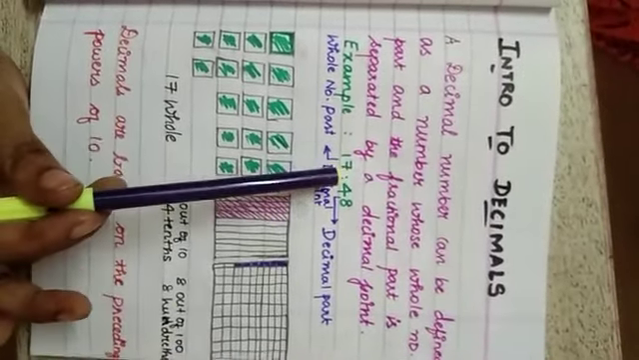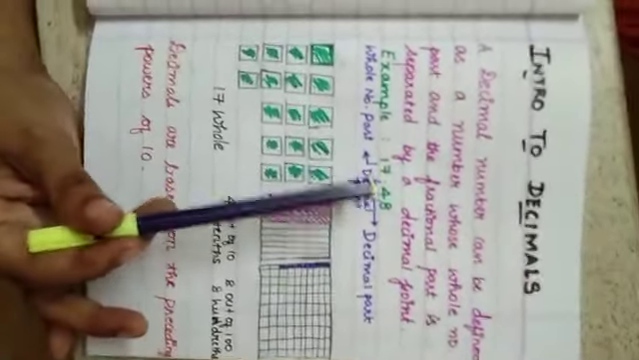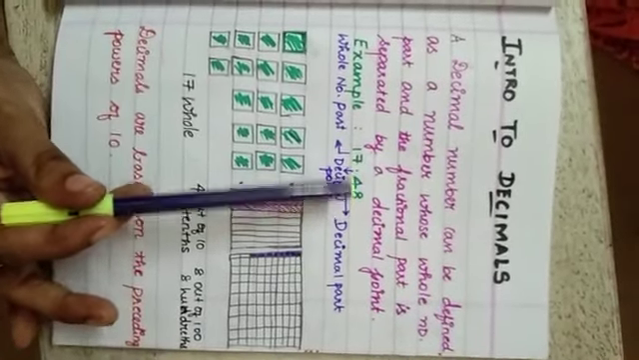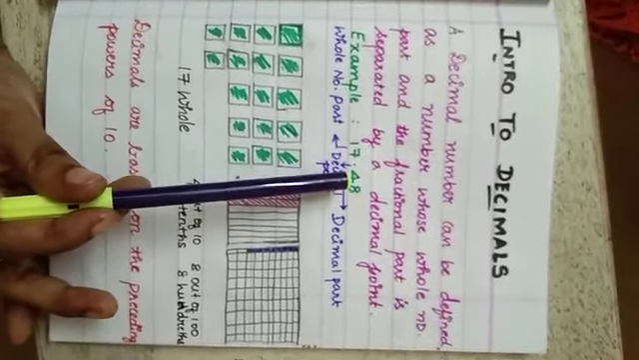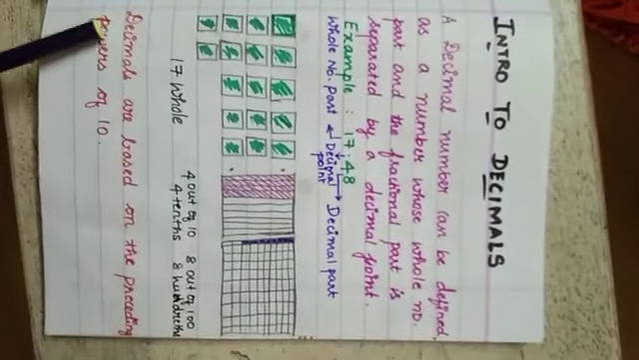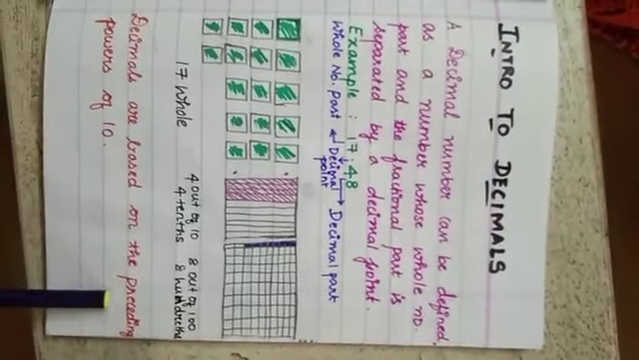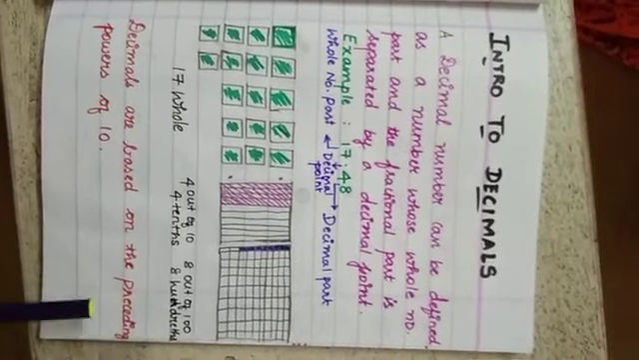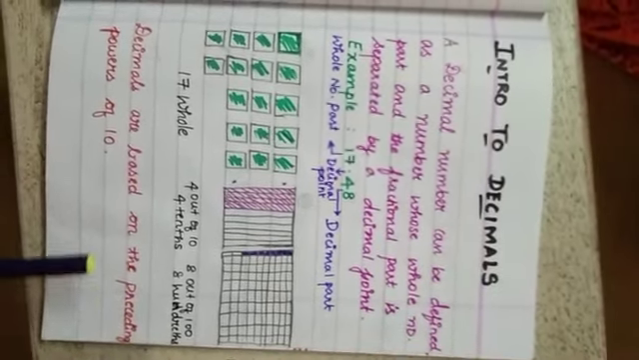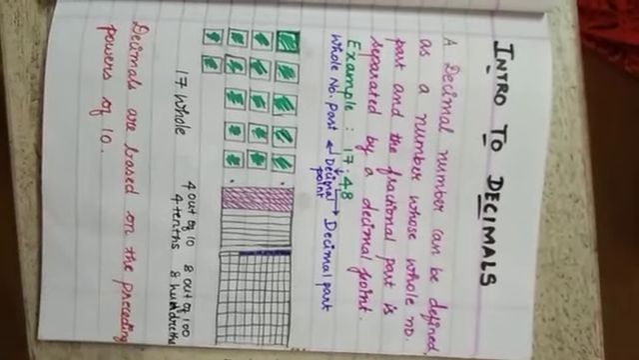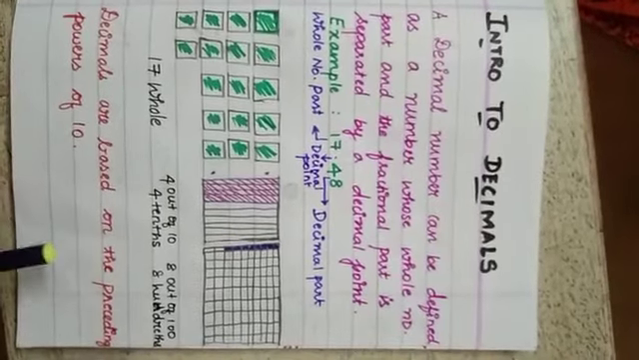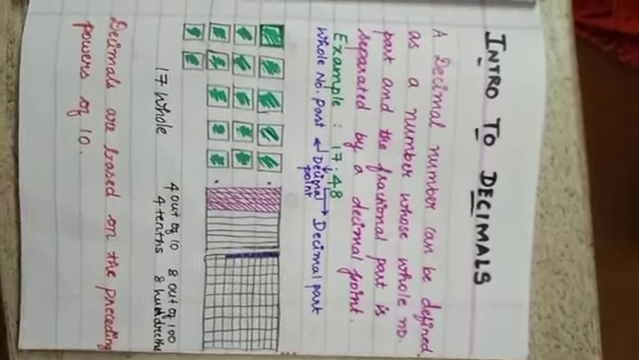And the number 17.48 is to be read as seventeen point four eight, and you are not supposed to read it as seventeen point forty-eight. That is a wrong way of reading a decimal number. Decimals are based on the preceding powers of 10. Preceding means before. So preceding powers of 10, and it goes like 10, 100 and 1000. So you are going to read only up to the 1000th place value of a decimal number.